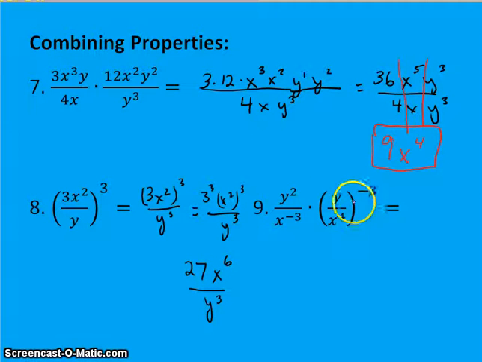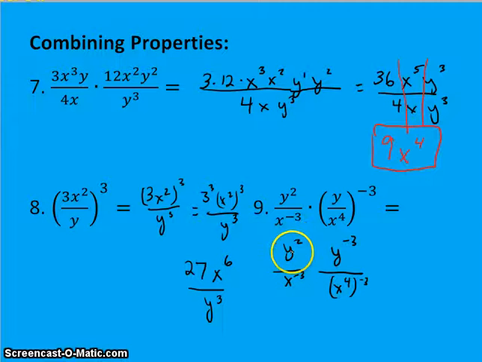Finally, number 9. Let's give the 3 in this one. So I'll rewrite the first one. Give the negative 3 to each of the pieces there. Now, what I'm going to do is move everything so it has positive exponents. These are multiplied, so I can just multiply across. So I have a y squared.